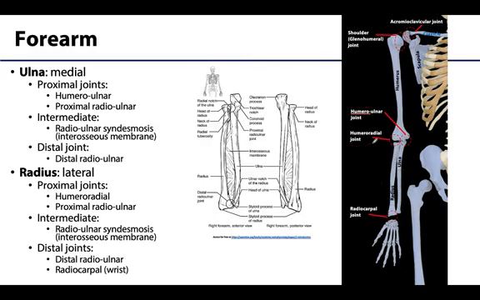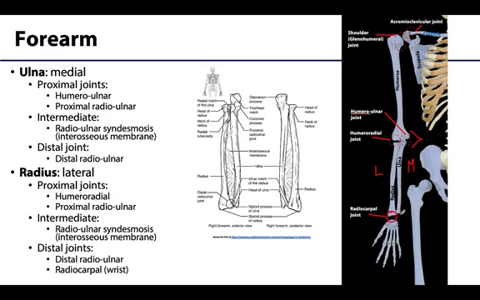Speaking of the radius and ulna, let's get to know them a little bit more. The ulna is going to be the more medial of the forearm bones and will play a big role in movements at the elbow joint. The radius is, so this is medial and this is lateral. So the radius is the more lateral of the forearm bones and will play a big role in terms of the wrist joint or the radiocarpal joint.